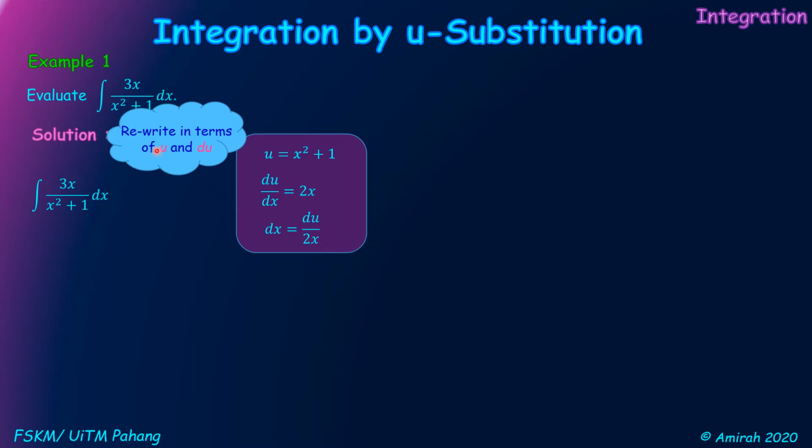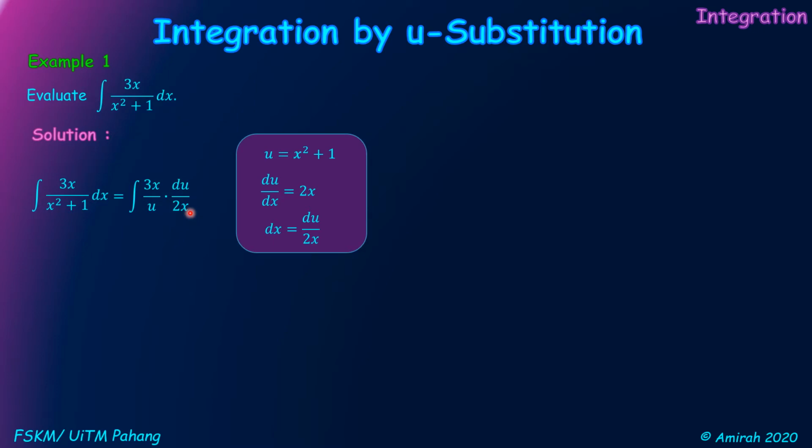And after that, we need to rewrite the given question in terms of u and du. Alright, from the given question, we replace u equals x squared plus 1, and then we replace dx equals du over 2x. Alright, after that, we can simplify x from the numerator and x from the denominator. That's why we choose u equals x squared plus 1, because when we differentiate, we have a term containing x, and the term containing x here can simplify with x from the numerator.